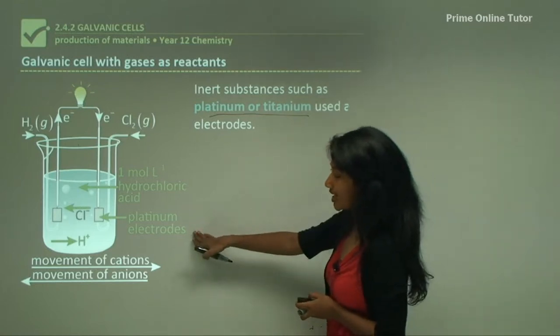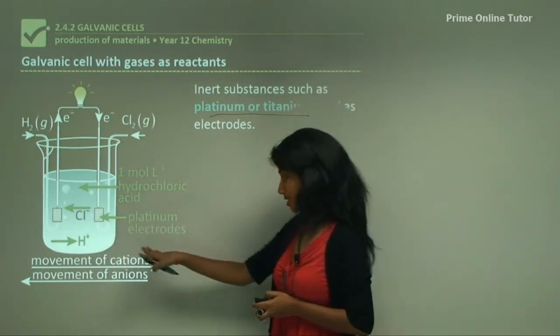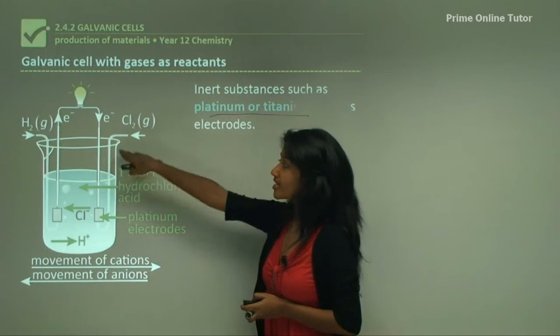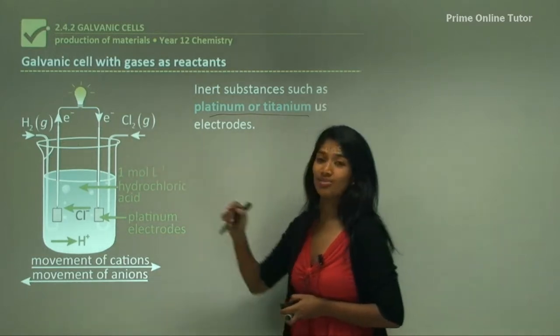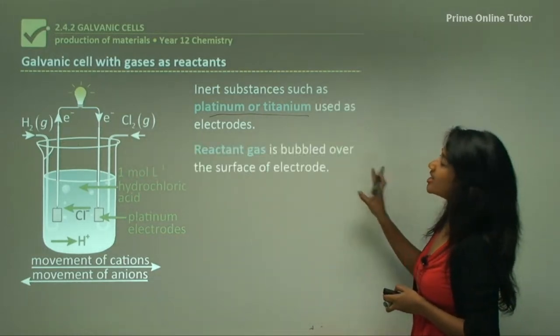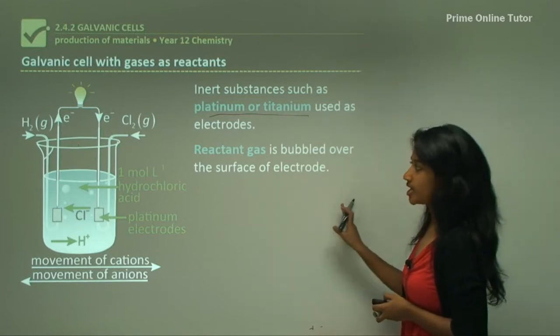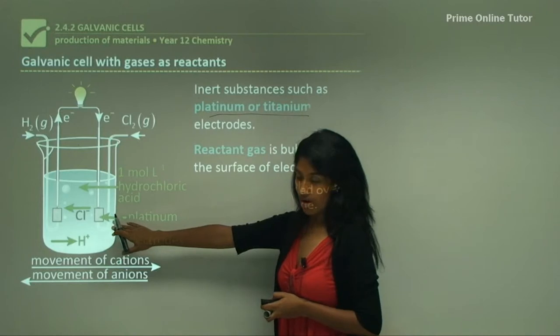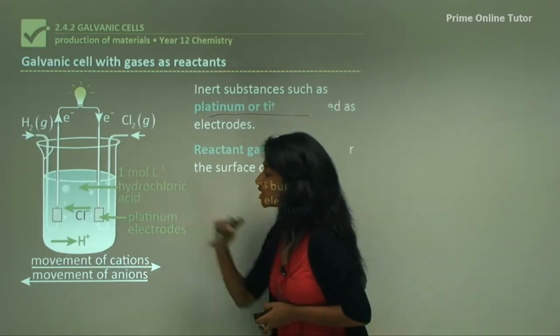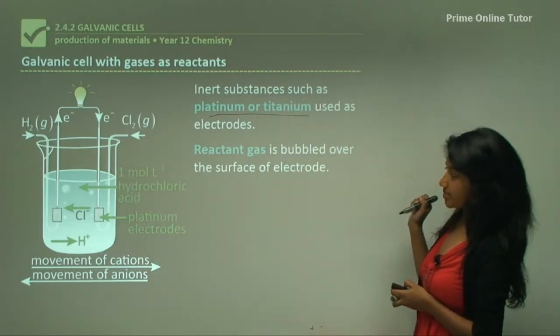So for example, here we have used a platinum electrode, and the gas that's going to be reacting is hydrogen gas. So the reactant gas is bubbled over the surface of the electrode. That's for the reaction to occur. It's going to be bubbled into the platinum electrode.